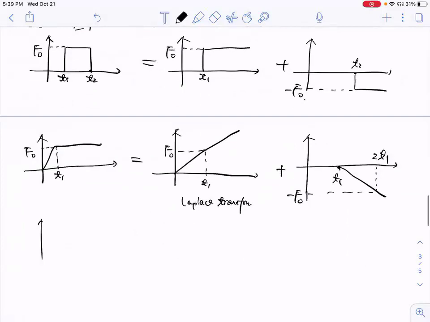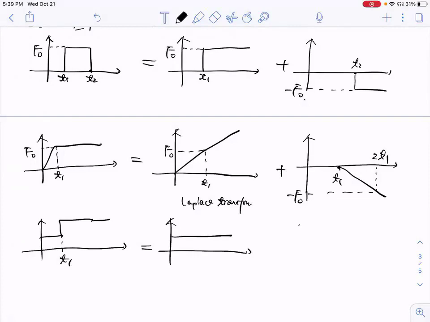Or sometimes you're going to have a two-step function. That's T1. You can decompose it into step function number 1 and step function number 2. So for these complicated excitations, you can sometimes just decompose them into simple formats.